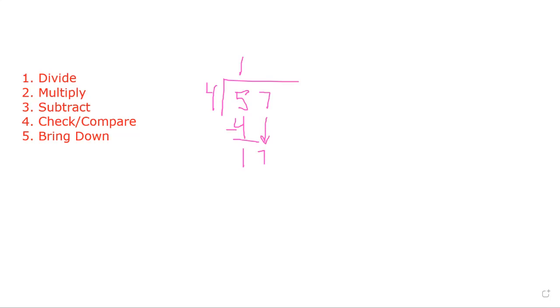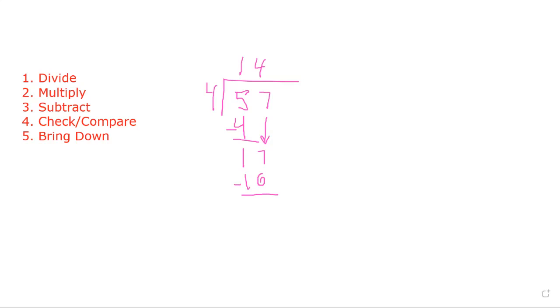So now how many times will 4 go into 17? And if you're stuck, you could go with some skip counting. 4 times 1 is 4. 4 times 2 is 8. 4 times 3 is 12. 4 times 4 is 16. That's really close without going over, so I'm going to put a 4 here. Now I'm going to go to multiply. The number I just wrote up here is a 4 times my divisor of 4 is 16.